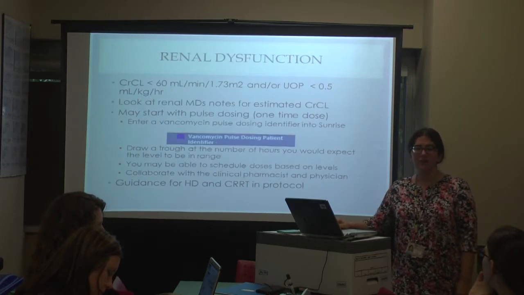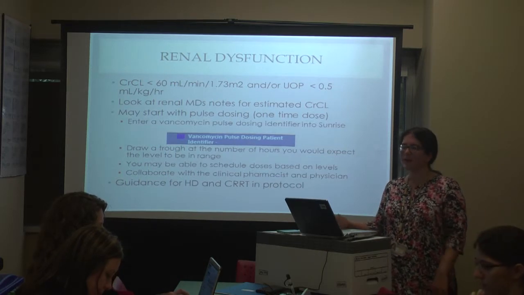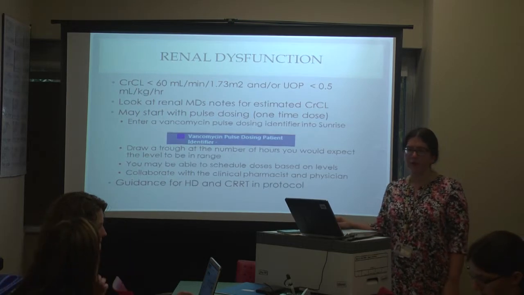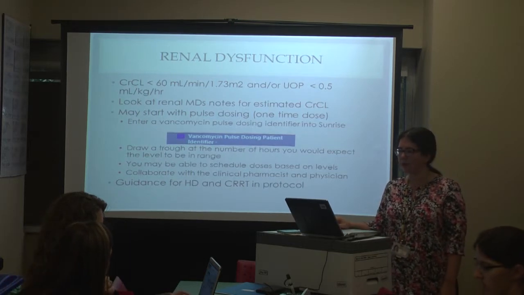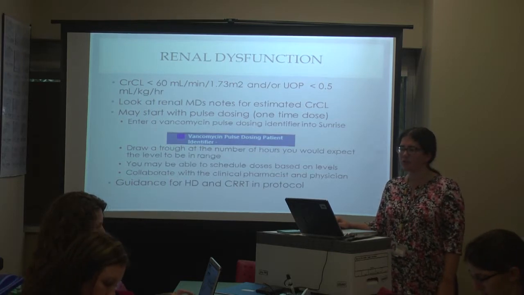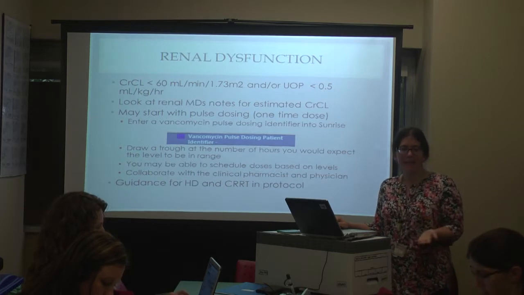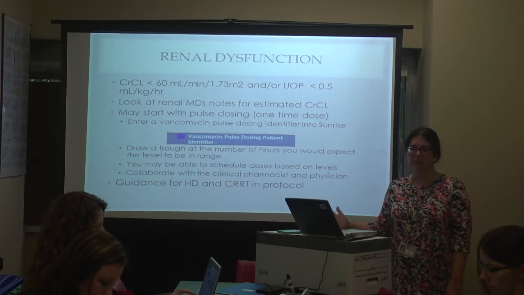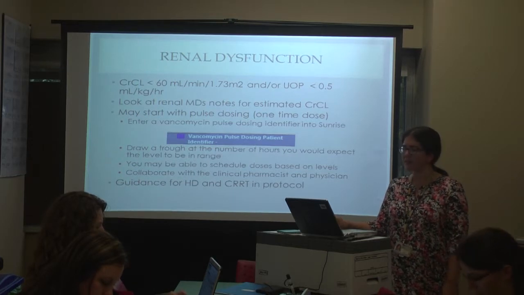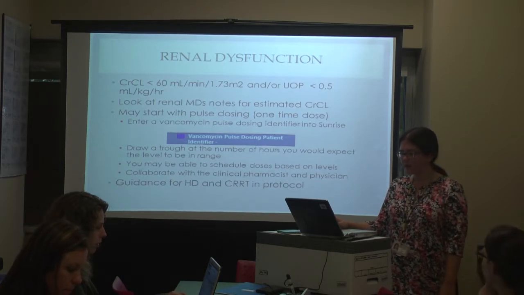If a patient has renal dysfunction, then we're going to have to make some adjustments to our vancomycin dosing. We loosely defined it as a creatinine clearance less than 60 and/or urine output less than 0.5 mL per kg per hour. However, looking at trends is important, because if a patient has a creatinine clearance of 120 and it has dropped down to 80, they probably are having some renal dysfunction, and it's worth looking at what dosing you're using. As I mentioned, you can look at the nephrology notes to see what their estimated creatinine clearance is.